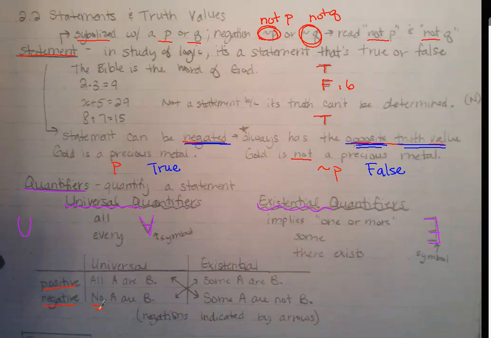In the existential, the positive is some A are B. So some rectangles are squares. The negation, or the negative of that, is some A are not B. So again, our negative has a no, a none, a not. Usually the negative has to have one of those terms.